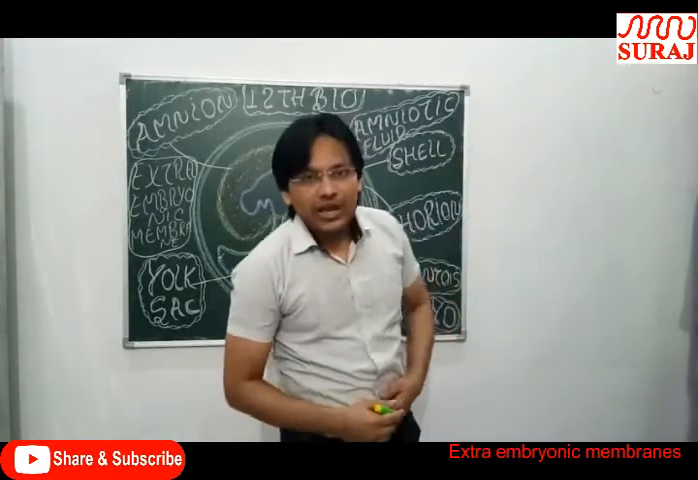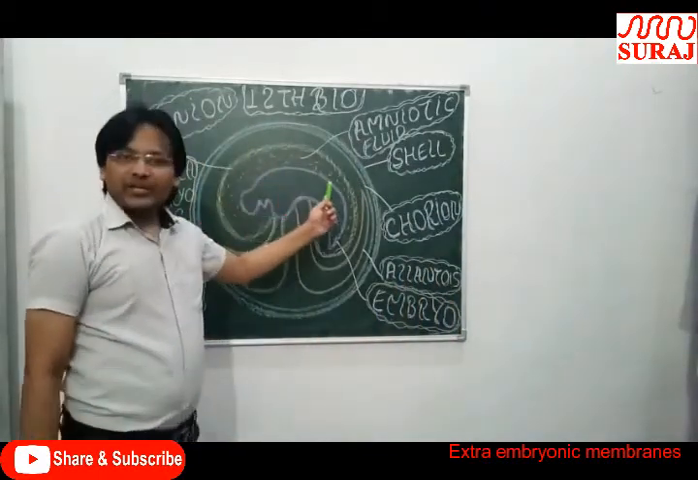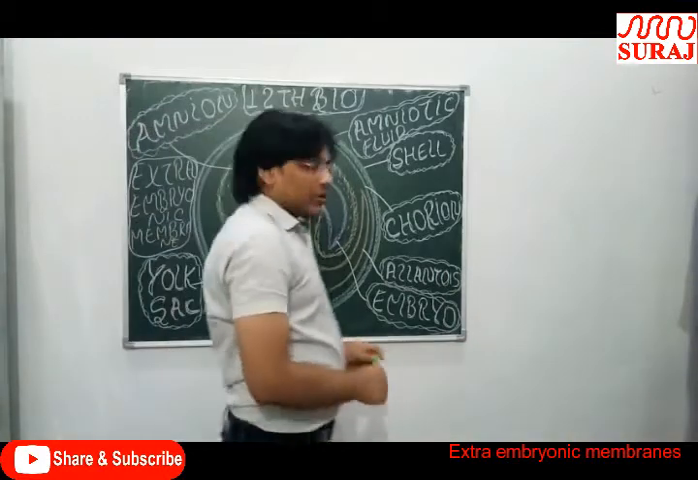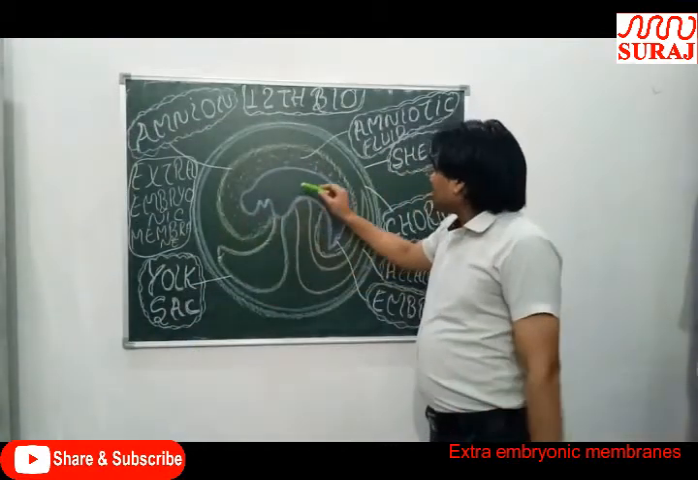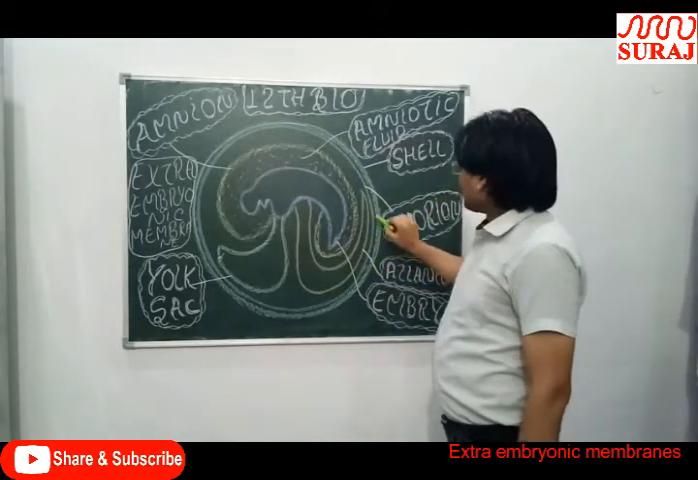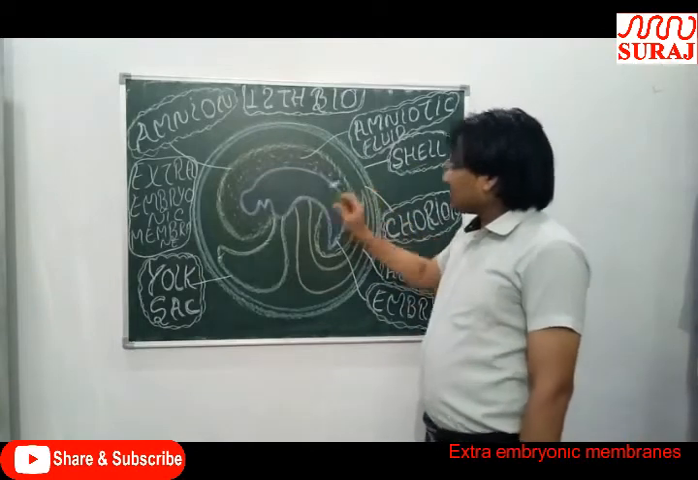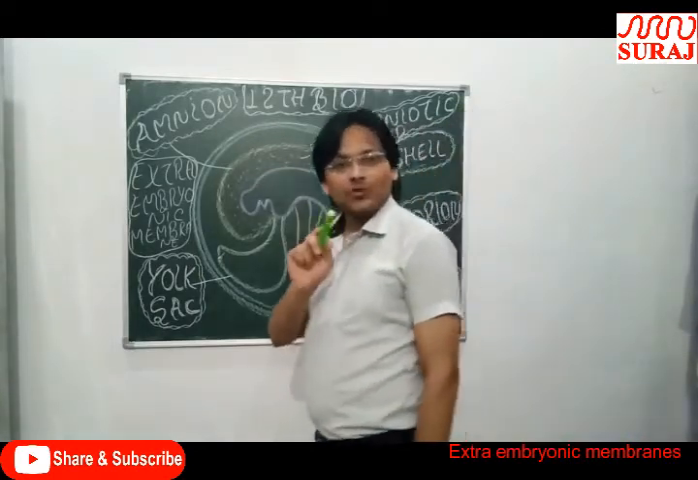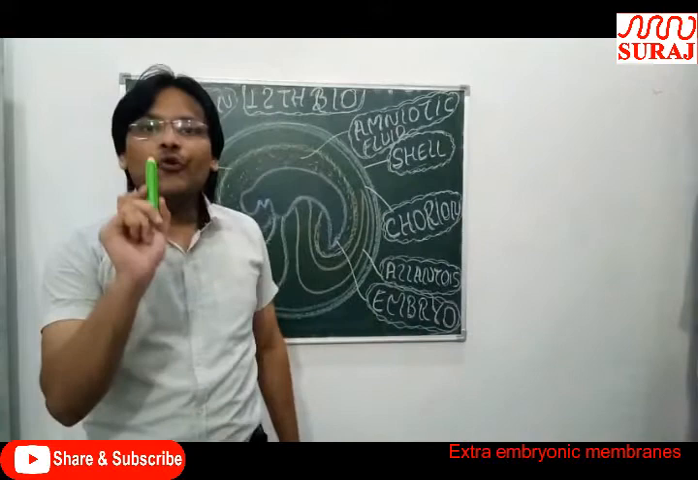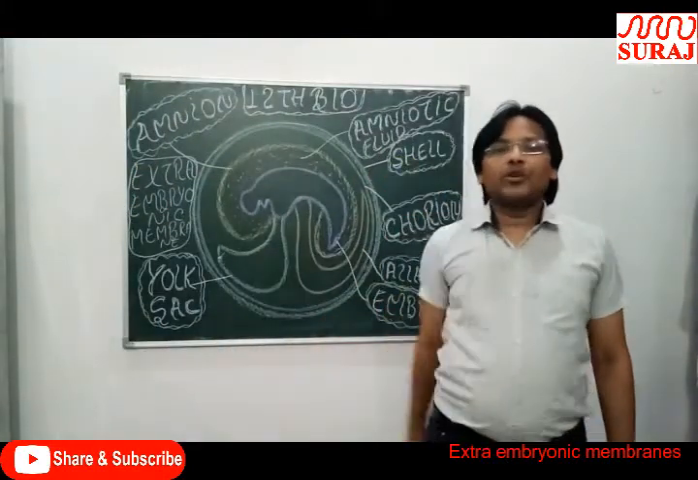I am Dr. Pankaj and today we are discussing extra embryonic membranes. You can easily see in the diagram, this one is the outermost boundary that is known as cell. After the cell, you can easily see four different types of membrane. These four different types of membrane are known as extra embryonic membranes.